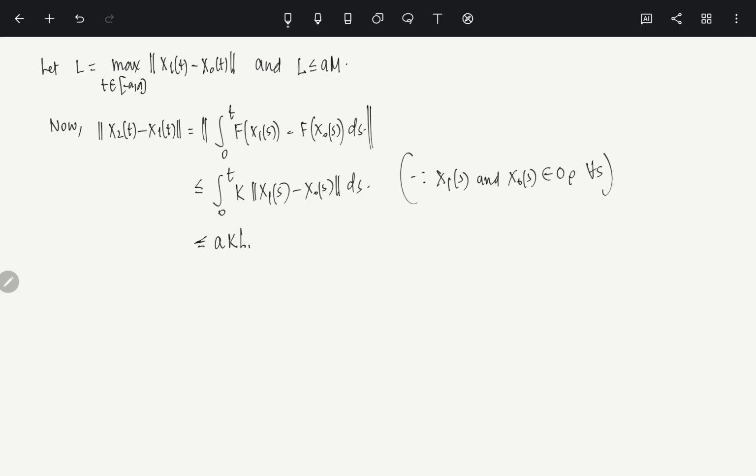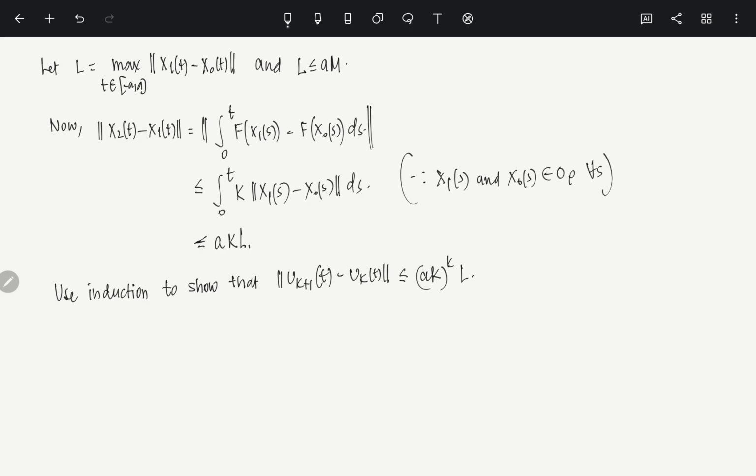Okay, now I want you guys to do something. This part I am not doing. So you use induction. This you already can do, I think, to show that the norm of u_{k+1}(t) minus u_k(t) is bounded by a^k times k times L. Okay, this I think you guys can show yourself. Please do this part.